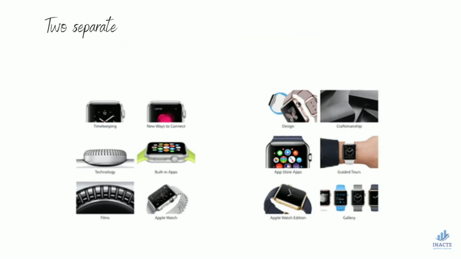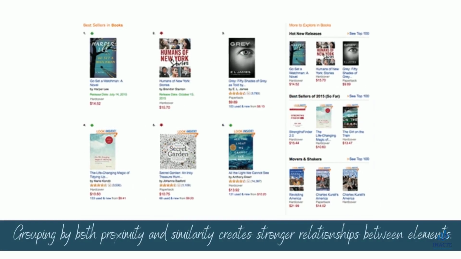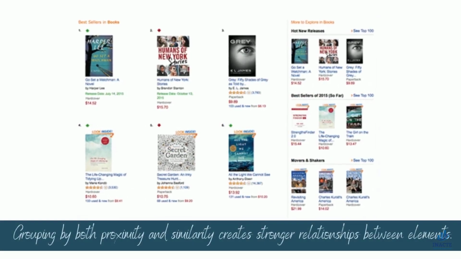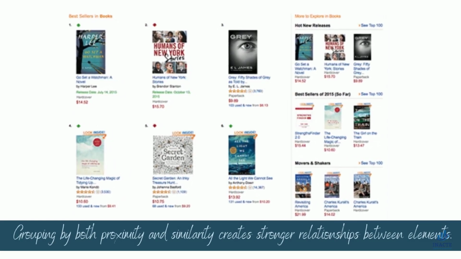However, when we remove the center column, we suddenly perceive two separate groups and have an expectation of different content between them. Proximity is excellent for organizing hierarchical elements. In this example from Cart and Barrel, options are grouped together under common headings, creating a relationship which makes scanning and finding information much easier.